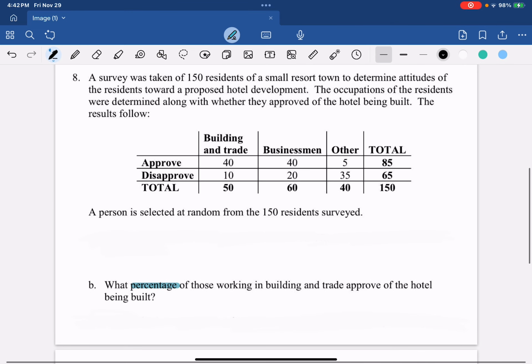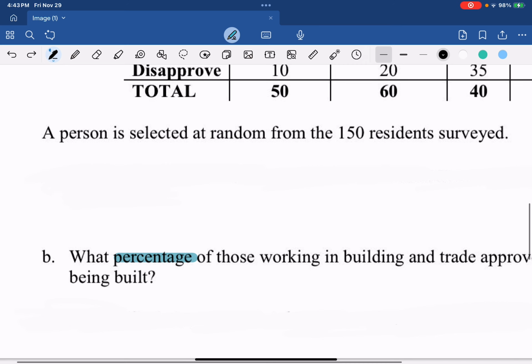Next, we have to understand what this problem is asking. It's asking for a percentage of the occupation working in the building and trade that approve of the hotel being built. Okay, so we have to start off with knowing that of the total building and trade approved, right here, 40 approve and 10 don't. Okay, so that's important. Because we're looking for a percentage, that's different from before.